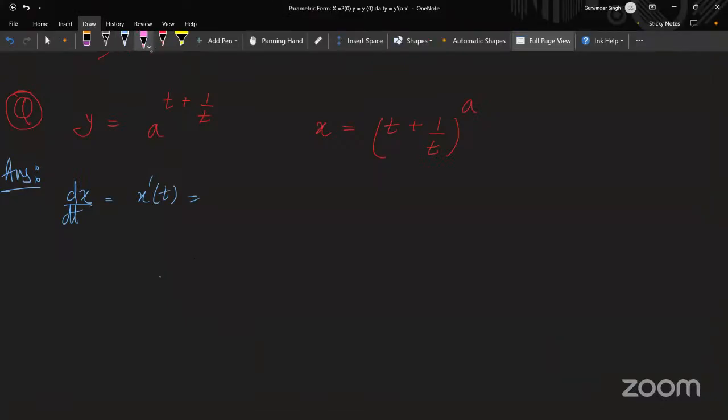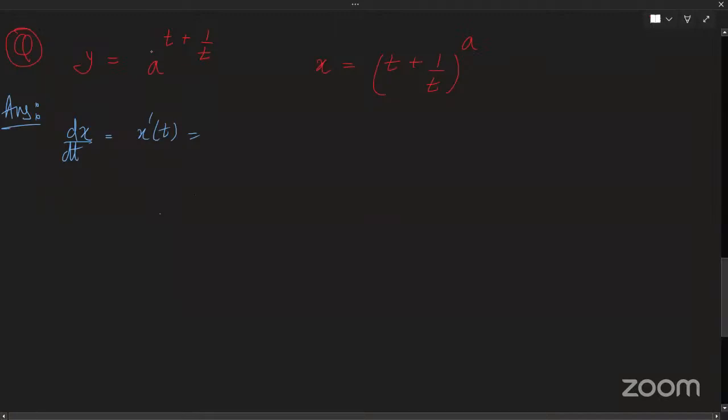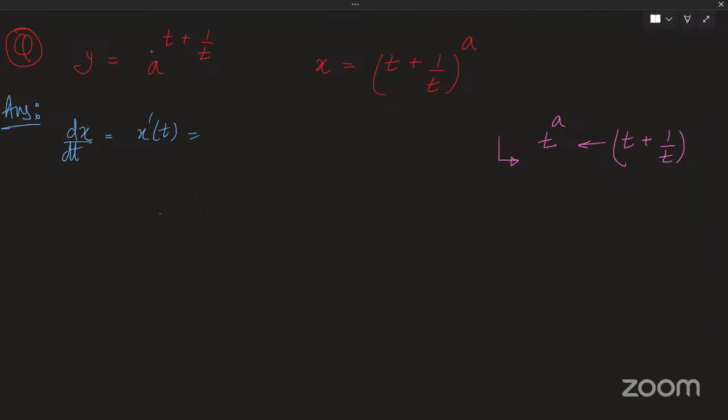So let us give it a try now. You have been given t plus 1 by t raised to a. So in t raised to a, t plus 1 by t has been inserted. So I approach from the outermost side. The first function that I meet is t raised to a. What is the derivative of t raised to a, differentiating with respect to t? A into t raised to a minus 1. See, a is any constant, any real number.